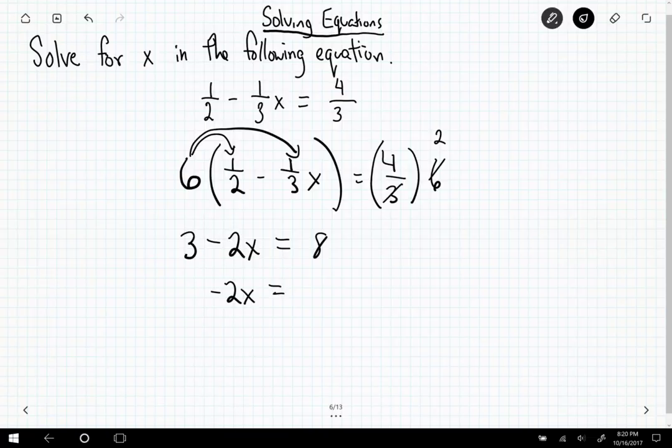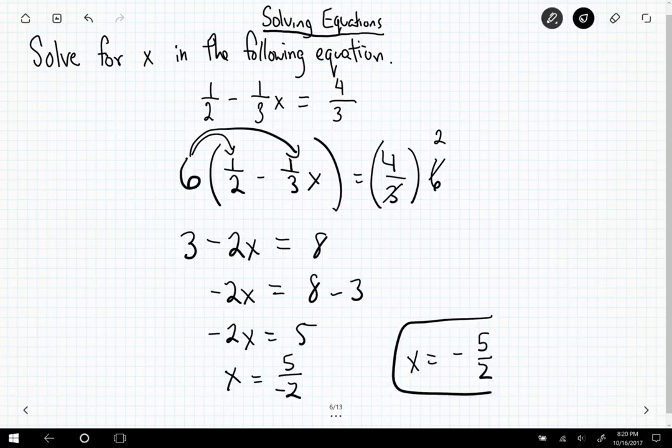If we subtract 3 from both sides, so you get 8 minus 3, and the 3's would cancel off over there. And so we have negative 2x equals 5. And so that means x equals, well, what do we do here? We divide both sides by negative 2, the negative 2's will cancel, and we're left with 5 divided by negative 2. Or another way to write that is just x equals negative 5/2, or x equals negative 2.5, whichever you prefer.